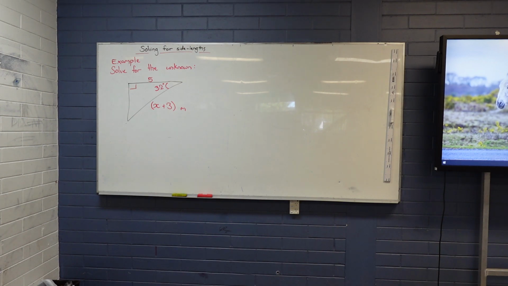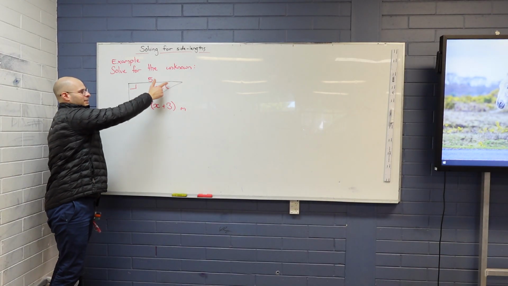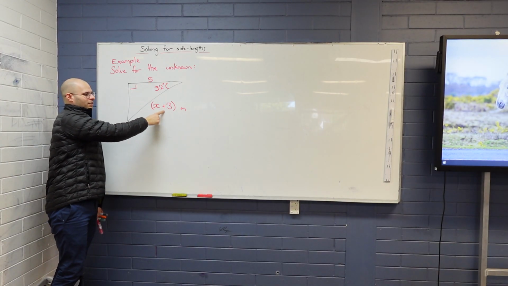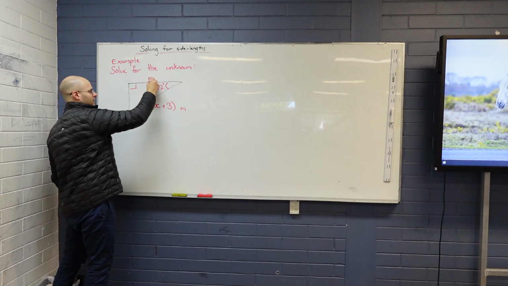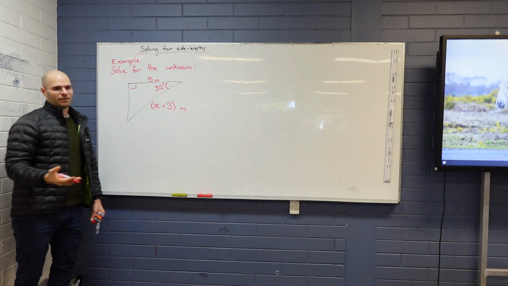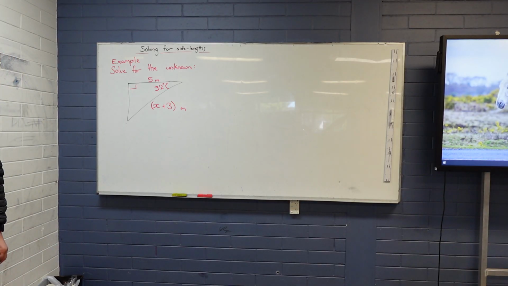A random triangle suddenly appeared. This one's a little bit difficult because in addition to having the known quantities, it's got this unknown quantity here of x plus 3 meters. Usually when we have it in this form, the unknown is just by itself, but this one's got a number with it. So this is going to add complexity to the equation that we build.